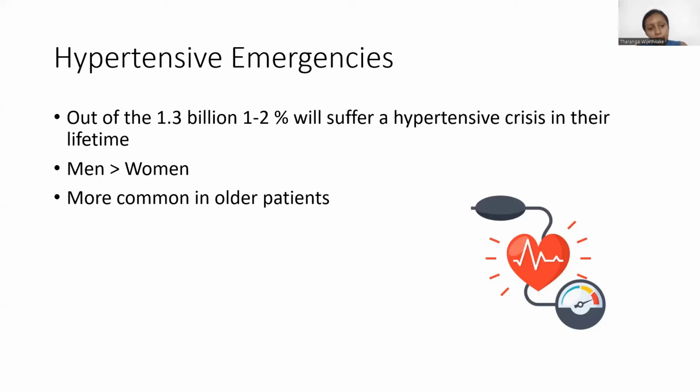Out of the 1.3 billion who have hypertension, 1 to 2% will suffer a hypertensive crisis in their lifetime. Men are more likely to suffer hypertensive emergencies than women, and it's more common in older patients.